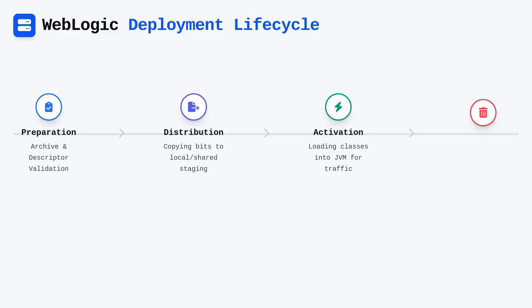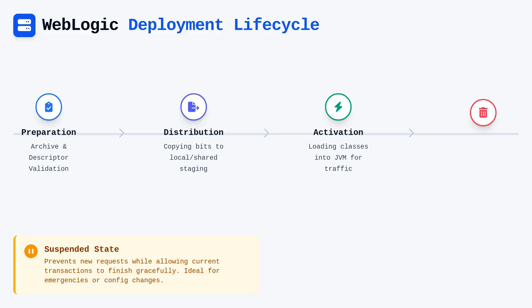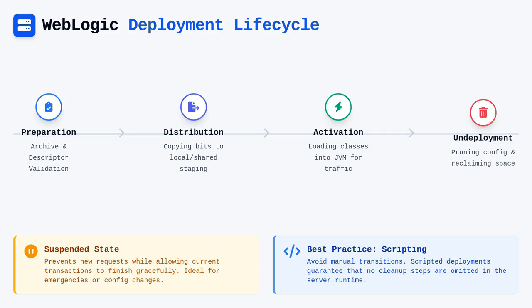If an emergency arises or a configuration change is required, you can move an application into a suspended state, which prevents new requests while allowing current transactions to finish gracefully. Finally, the undeployment process cleanly removes the application, ensuring that references are pruned from the server's configuration and that disk space is reclaimed. Managing these transitions manually is rarely recommended, as the scripted approach guarantees that you never omit a cleanup step in your server runtime.